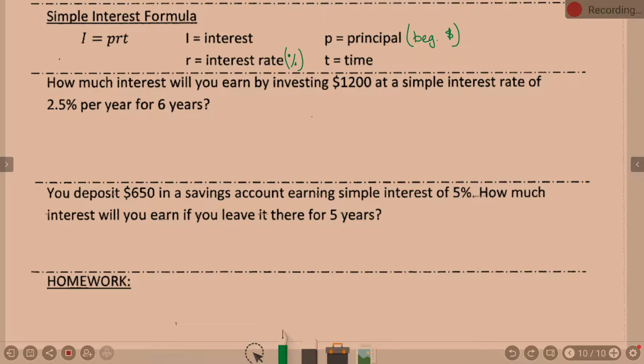Okay, so let's look at the type of question we can use this to answer. How much interest? Notice what's asking there, guys. So I'm going to be trying to find I. Will you earn by investing $1,200 at a simple interest rate of 2.5% per year for 6 years? Guys, we have a formula. All you have to figure out are the pieces.